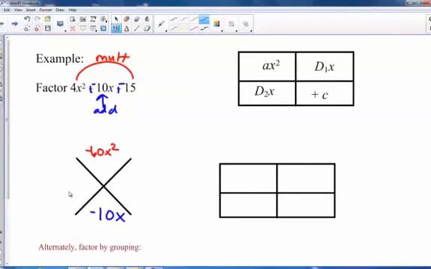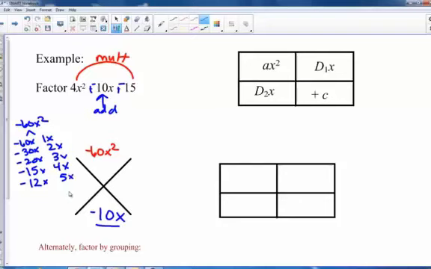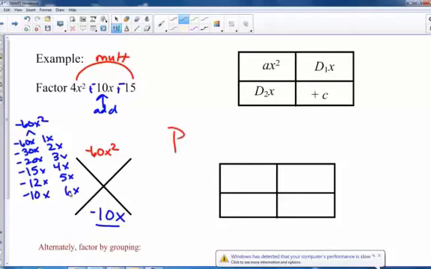Now, you can make a little factor tree. I'm adding to get a negative, so my bigger number will be negative. So I can start with negative 60 and 1, but that doesn't work. Negative 30 and 2. Negative 20 and 3. These are all still not working. Negative 15 and 4. Negative 12 and 5. Negative 10 and 6. So this is prime.